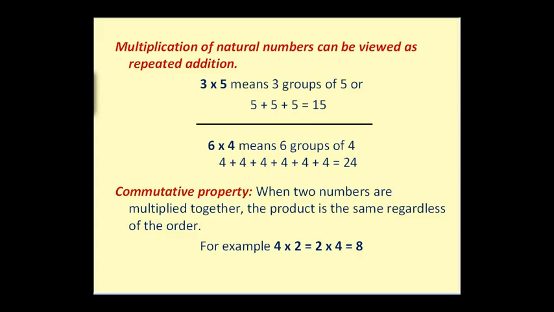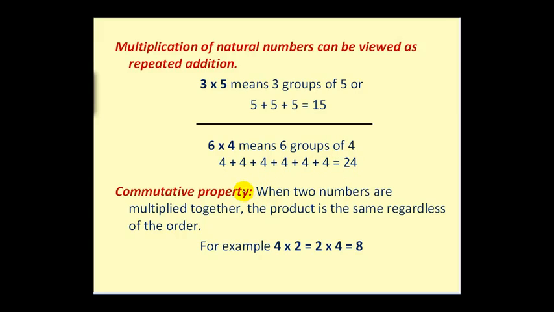First, the multiplication of natural numbers can be viewed as repeated addition. So for example, we can view 3 times 5 to mean 3 groups of 5, or 5 plus 5 plus 5, which would equal 15. And the same idea, 6 times 4 means 6 groups of 4, which would give us 24.